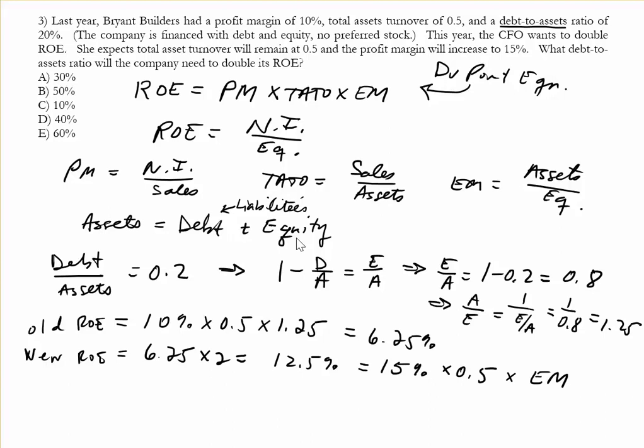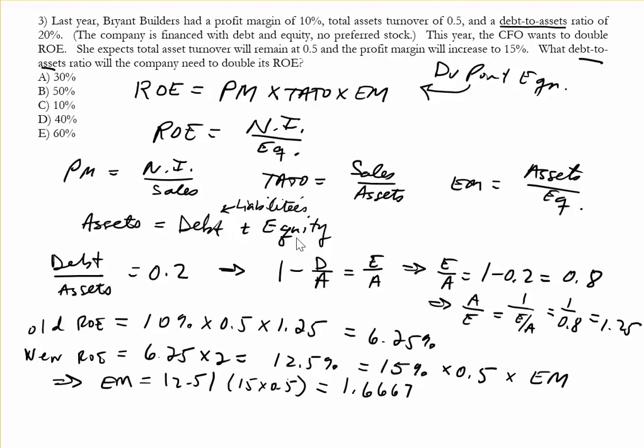In the end, they want to know the new debt to assets ratio, but as we showed here, if I can find the equity multiplier, I can find the debt to assets ratio. So let's just rearrange this formula I have here. The equity multiplier is 12.5 divided by 15 times 0.5, or 12.5 divided by 7.5. And the equity multiplier is 1.66666666.